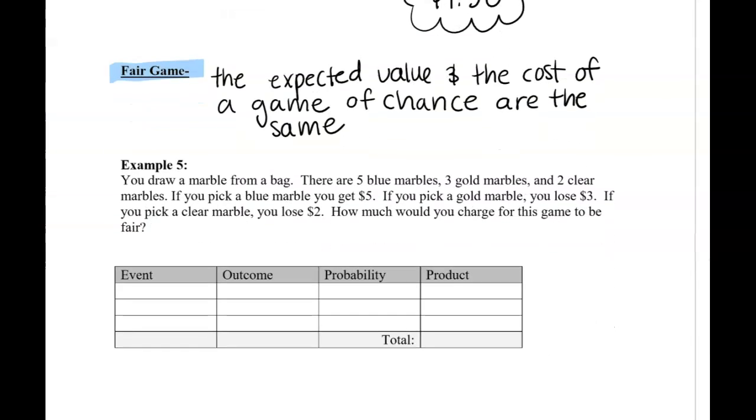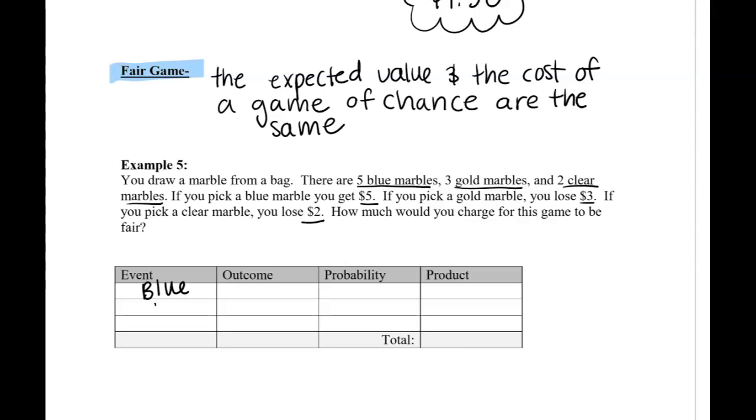So you draw a marble from a bag. There are 5 blue ones, 3 gold ones, and 2 clear ones. If you pick a blue, you get $5. Pick a gold, you lose $3. If you pick a clear marble, you lose $2. So now we'll make our table. So we can get a blue marble when we draw a marble. Again, another super exciting experiment or game. You're picking a marble from a bag. It's slightly more interesting than flipping a coin, right?